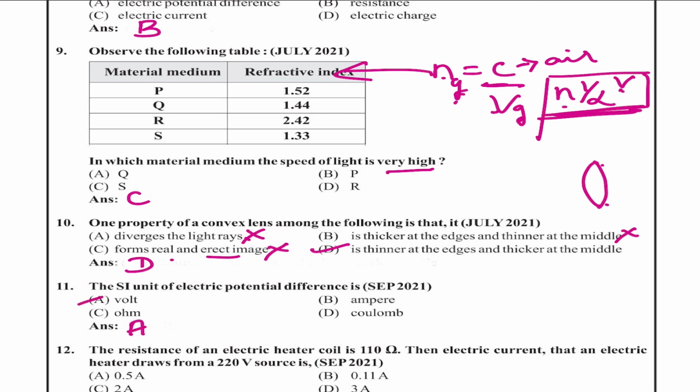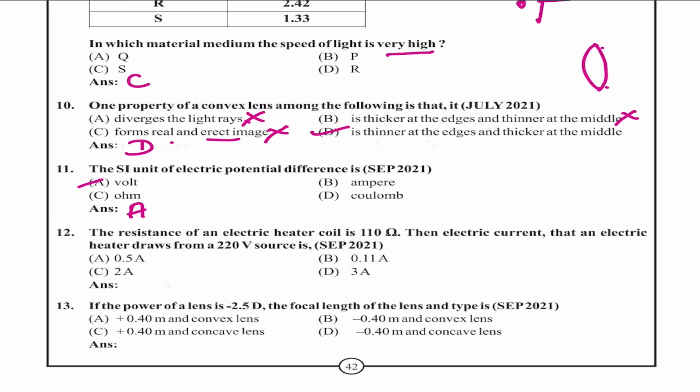It is option A, volt. Coming to the next question. The resistance of an electric heater coil is 110 ohm. Then, the electric current that an electric heater draws from a 220 volt source is. They have given the resistance value and potential difference value. We are supposed to find electric current.